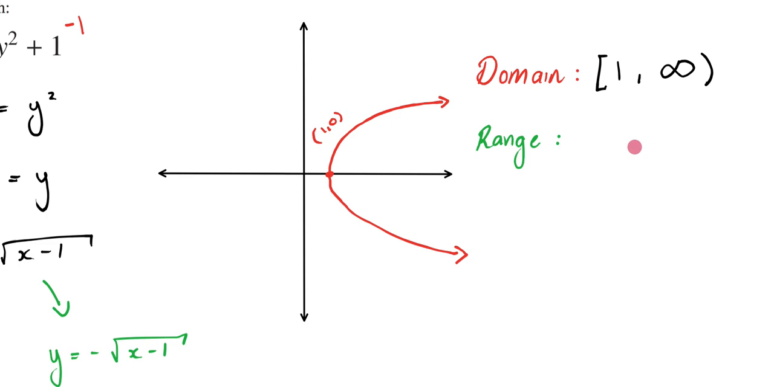For my range, it's just going to be all real numbers, because if I keep going up and up and up, I'm always going to have y's, because this right here is going up as well. It's ever so slowly going up and up and up. So it's approaching y to infinity, and it's approaching y negative infinity. So it's all real numbers, and my domain is 1 to infinity.